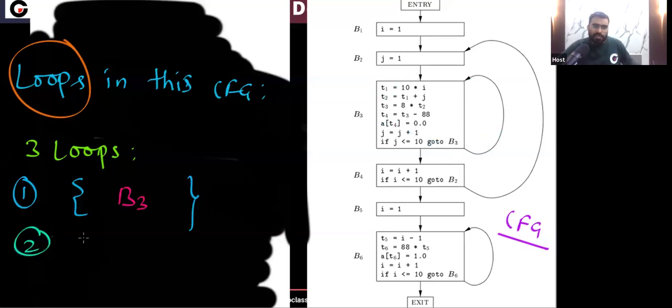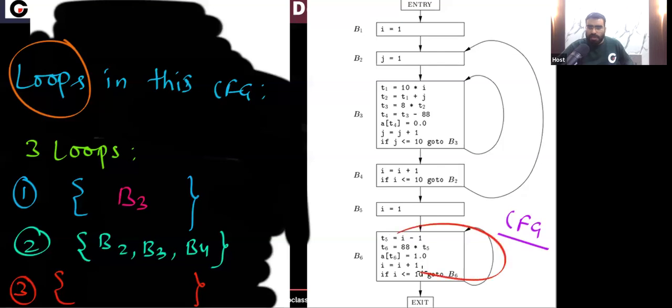Another loop, which other loop do you have? You can see this is a loop. From here you go like this and you go like this. So this is a loop, and I can say this will be your next loop. You can easily see that it will contain B2, B3, B4.